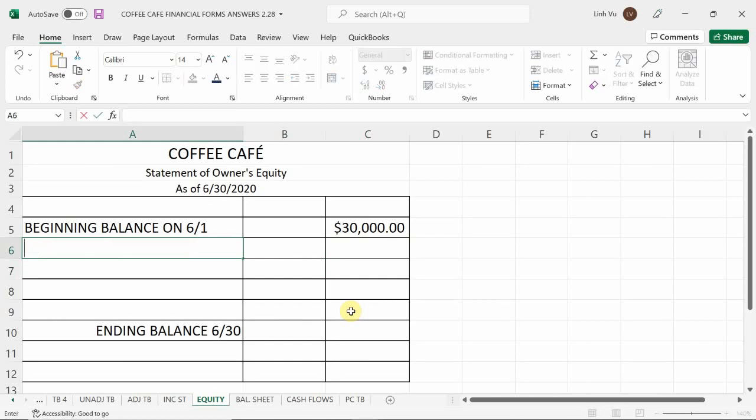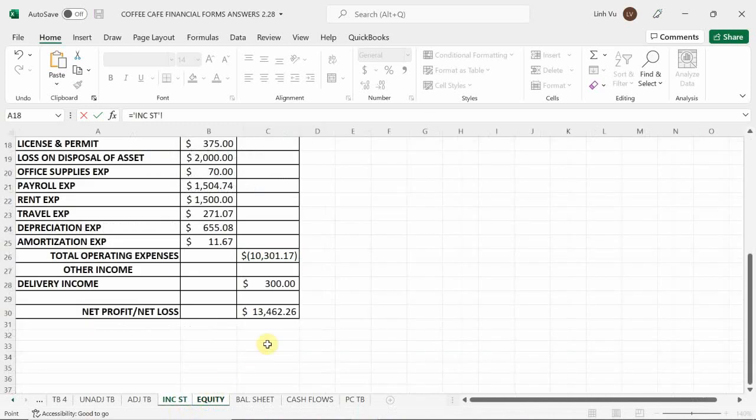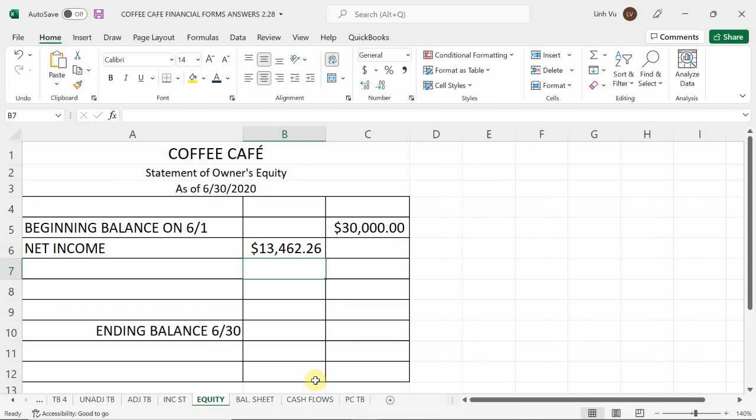Anything that would influence is that if you do end up putting your profits and investing it into your company, then that's the first thing that's going to increase is your net income, right? And where do we get net income from? We just solved it in our income statement, okay? So you got that $13,462.26.